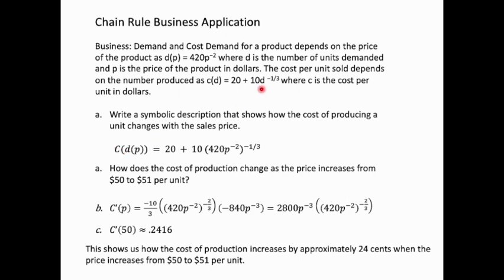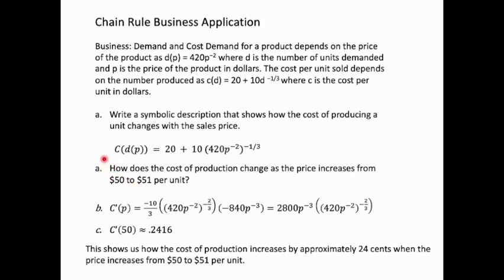So in the cost function, everywhere I see D, I'm going to take the demand function and plug it in right here. So when we do that, we're going to get 20 plus 10 times, now this is where D used to be, but we're replacing it with 420p to the negative 2. So that's our inner function, and then we're raising it to the negative 1/3. That's this negative 1/3 right here. So here's our composition function in which we can plug in the price and get out the cost.